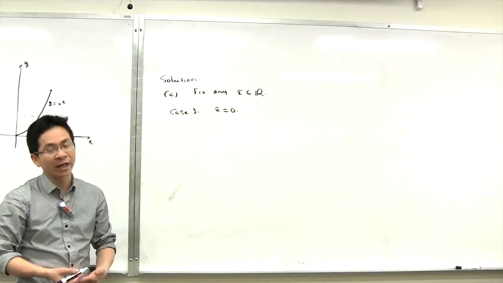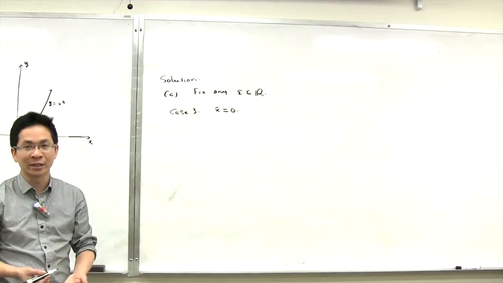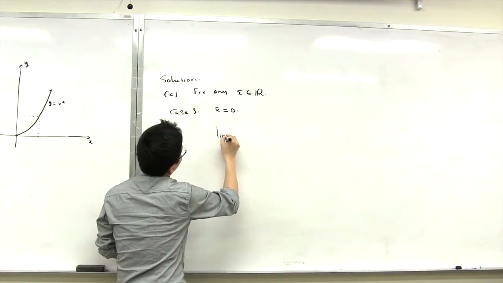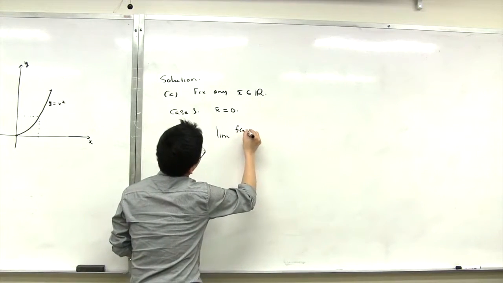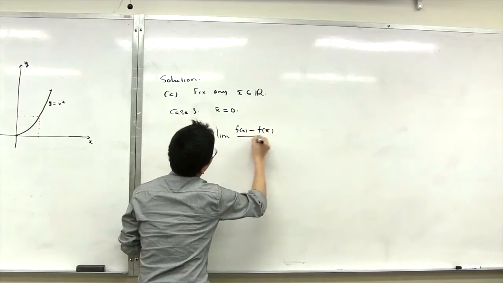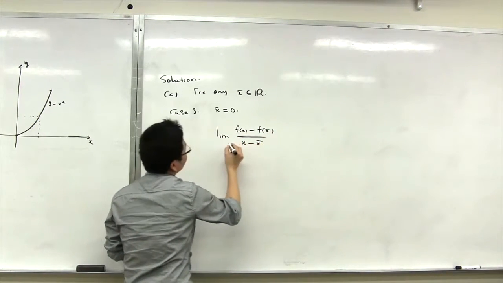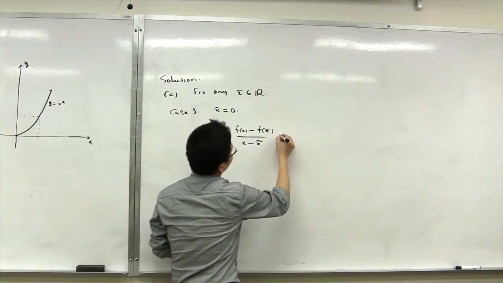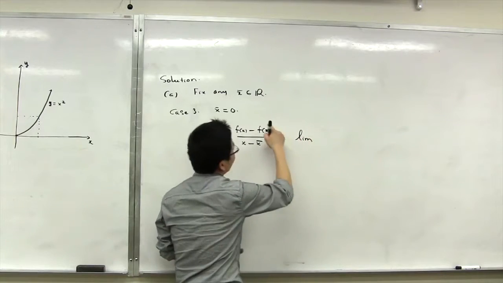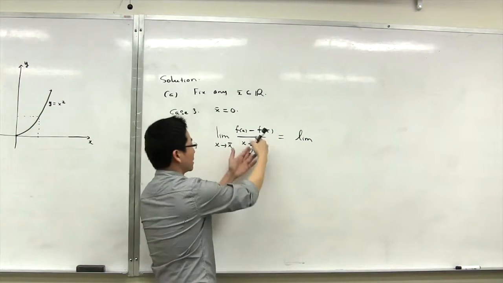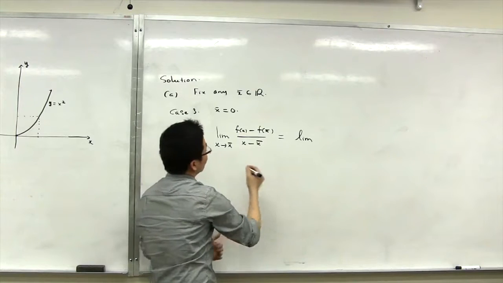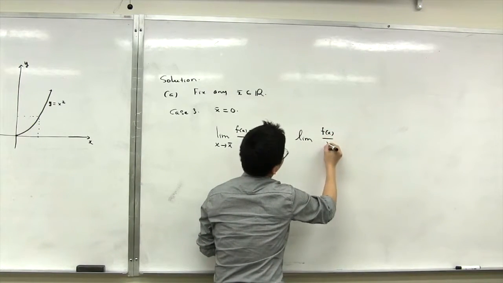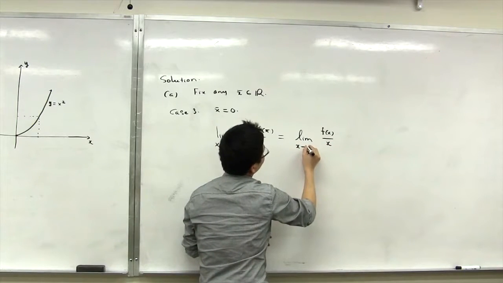Now we consider the third case where x bar is equal to 0, and again we consider the limit of f of x minus f of x bar over x minus x bar as x approaches x bar. Because x bar is equal to 0, f of x bar is equal to 0, and here we replace x bar by 0 as well. So this is just the limit of f of x over x as x approaches 0.